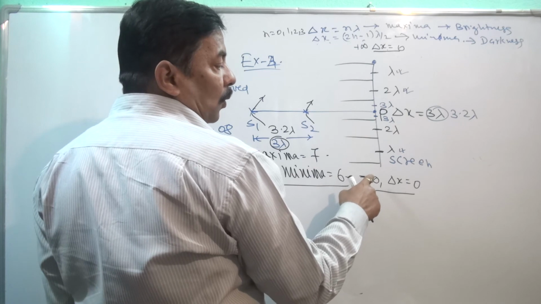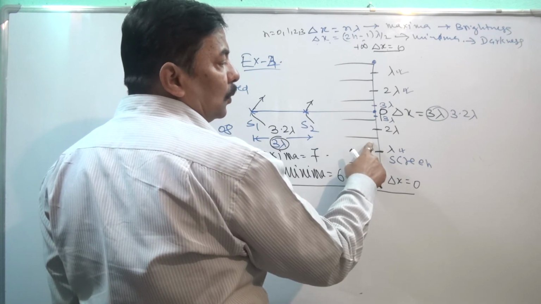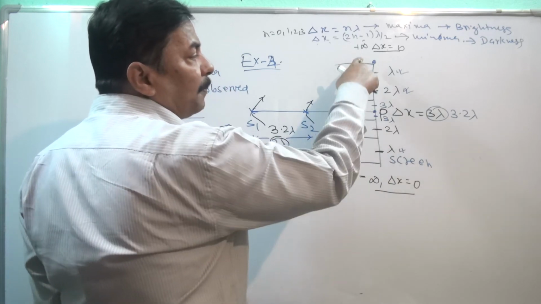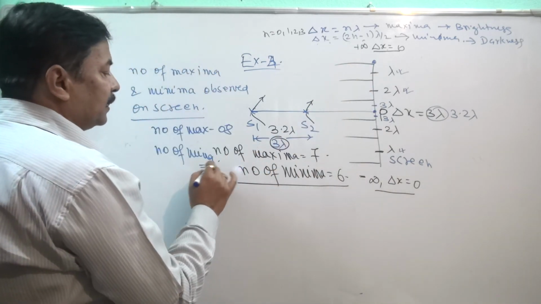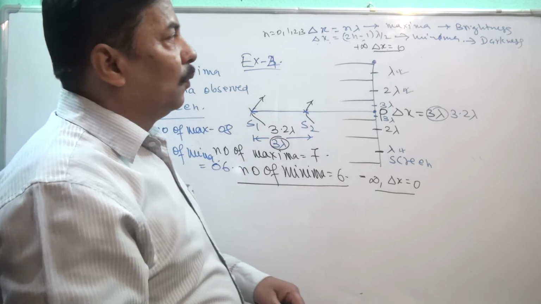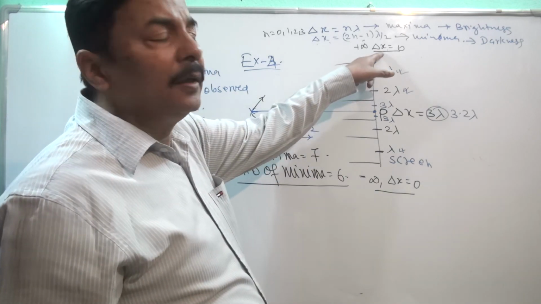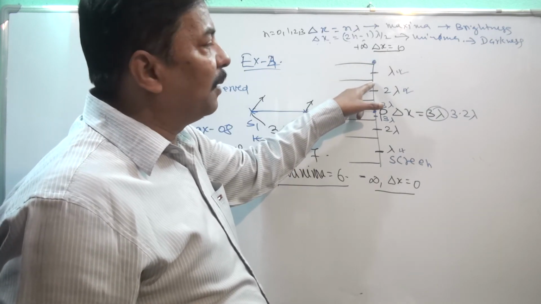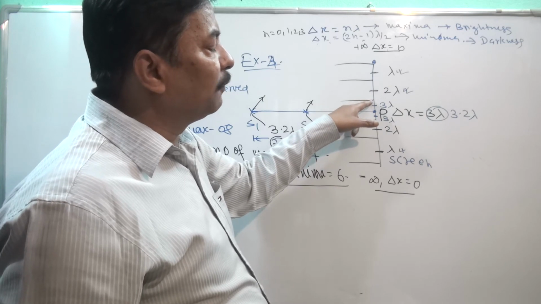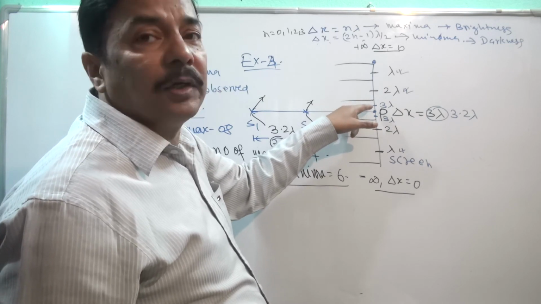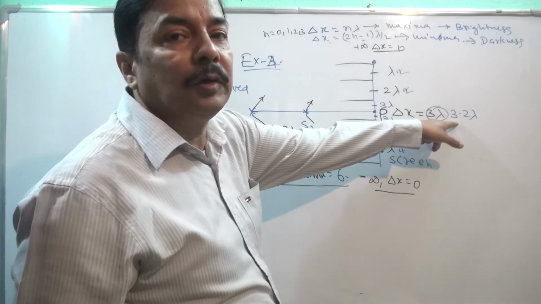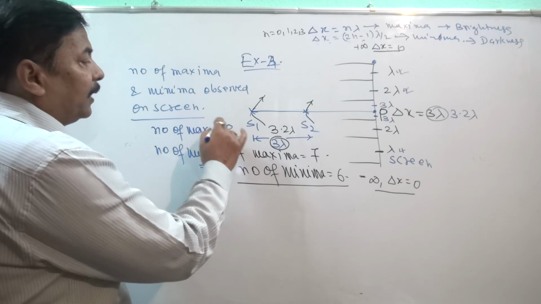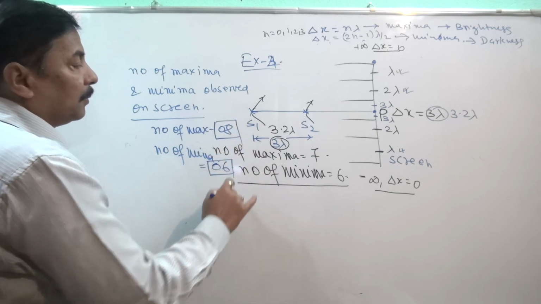So 1, 2, 3: 3 on the bottom side, 3 on the upper side. Minima is 6. Here it is lambda by 2, here it is 1.5 lambda, here it is 2.5 lambda, and 3.5 is not included, because it is 3.2. So in this case also you are getting 8 maxima and 6 minima.